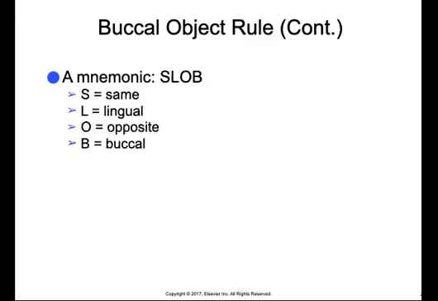What does this all mean? This refers to a mnemonic, SLOB, S-L-O-B, where S equals the same, L equals lingual, O equals opposite, and B equals buccal. So when two images are compared, the object that lies to the lingual appears to have moved in the same direction as the PID, which is why we say same equals lingual. And the object that lies to the buccal appears to have moved in the opposite direction of the PID, which is why we say opposite equals buccal.